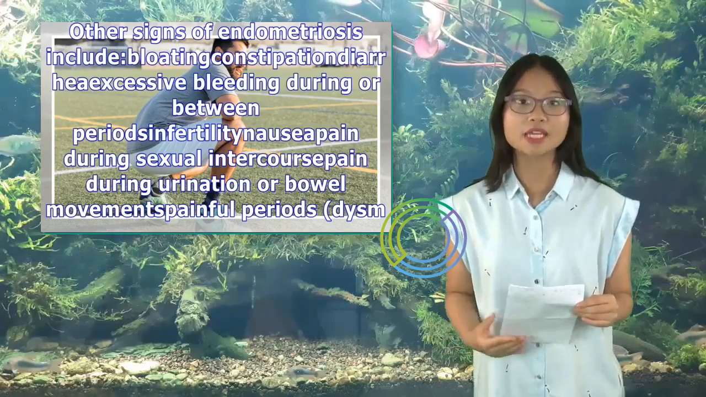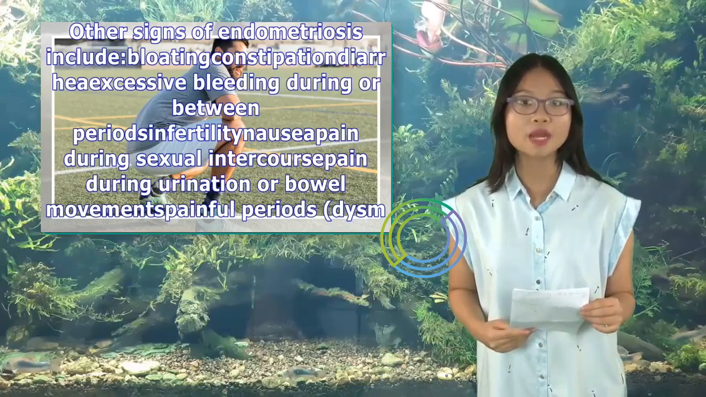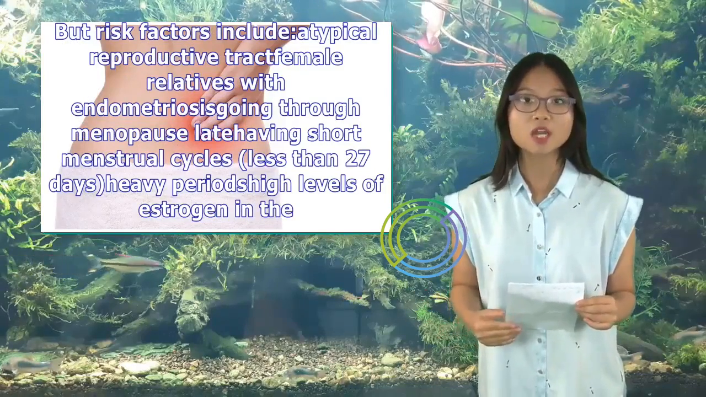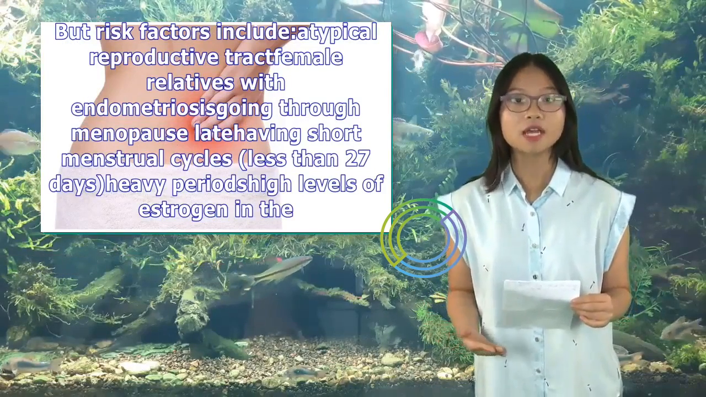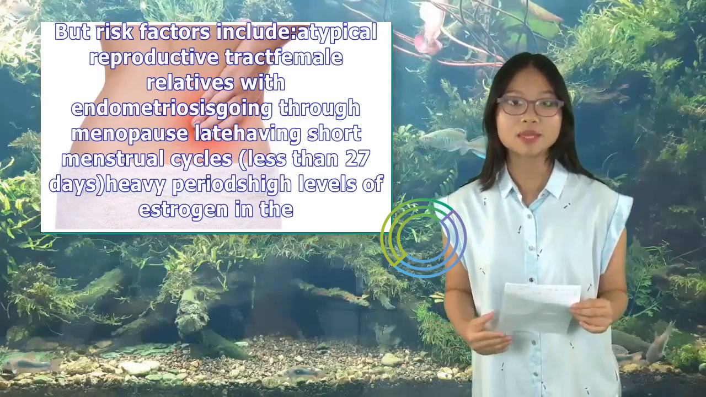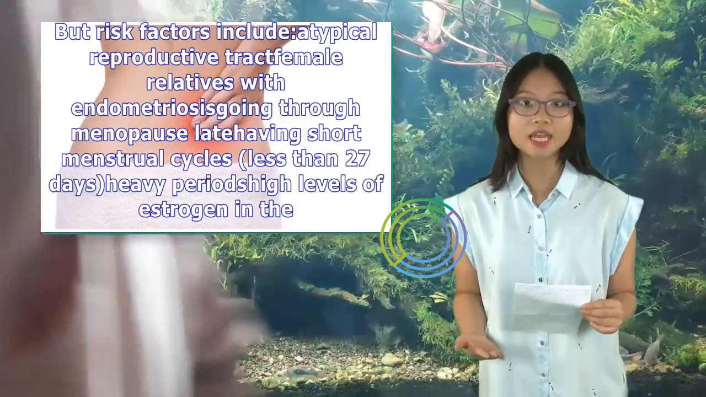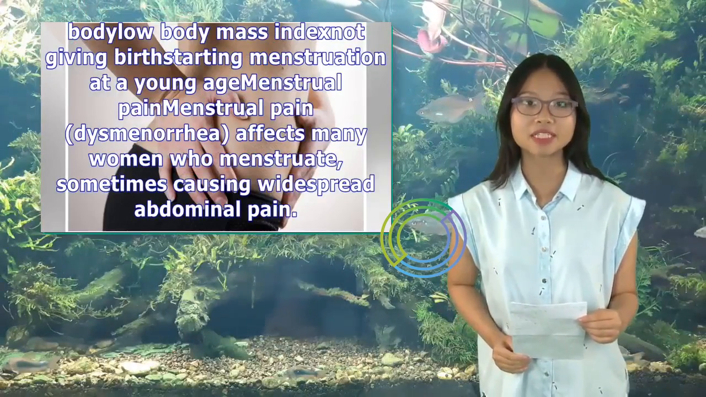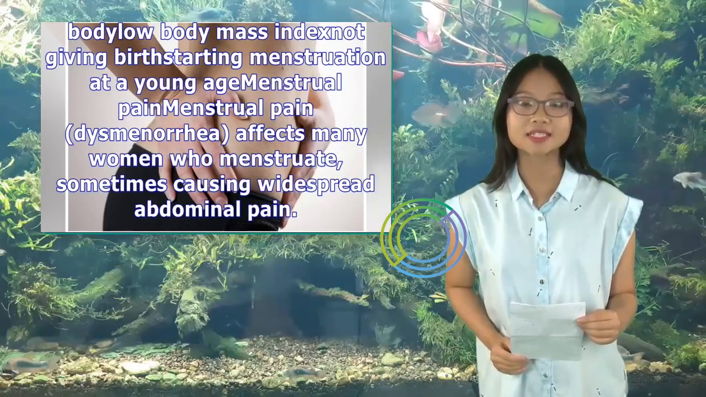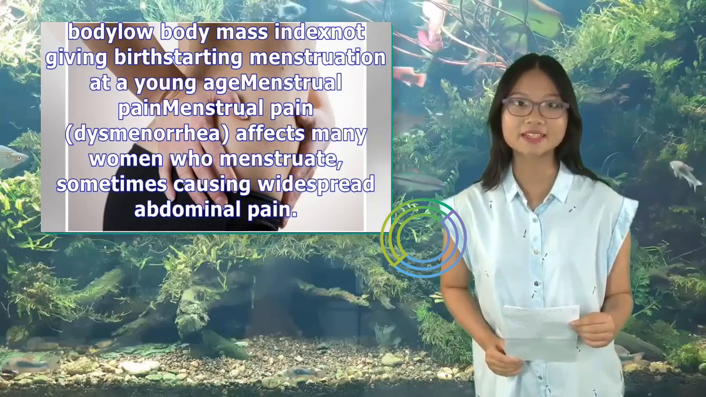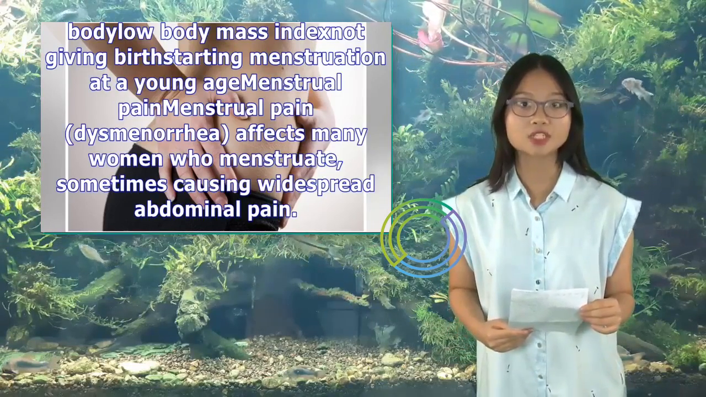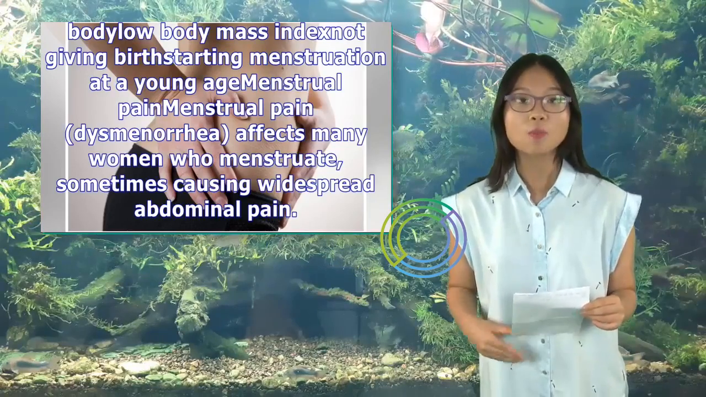The clear cause of endometriosis isn't known, but risk factors include an atypical reproductive tract, female relatives with endometriosis, going through menopause late, having short menstrual cycles, less than 27 days, heavy periods, high levels of estrogen in the body, low body mass index, not giving birth, and starting menstruation at a young age. Menstrual pain, dysmenorrhea, affects many women who menstruate, sometimes causing widespread abdominal pain.